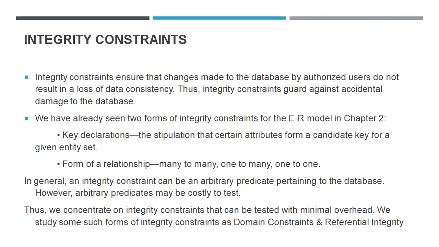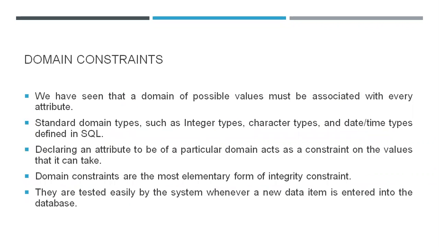In general, an integrity constraint can be an arbitrary predicate pertaining to the database. However, an arbitrary predicate may be costly to test. So how is this achieved? Thus, we concentrate on integrity constraints that can be tested with minimal overhead. We study some such forms of integrity constraint, namely domain constraints and referential integrity. Let us see them one by one.